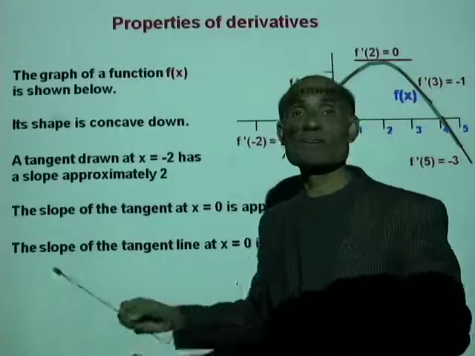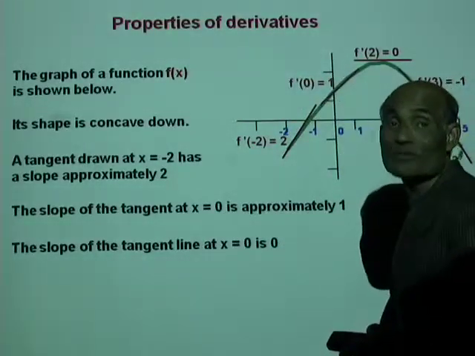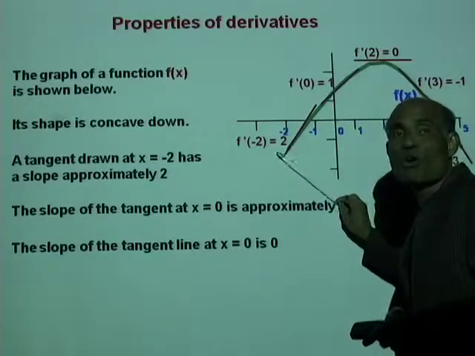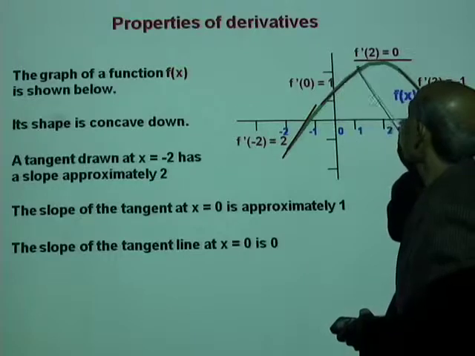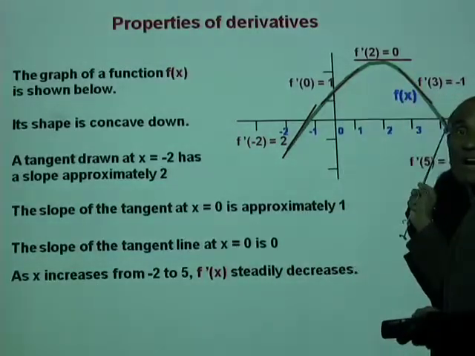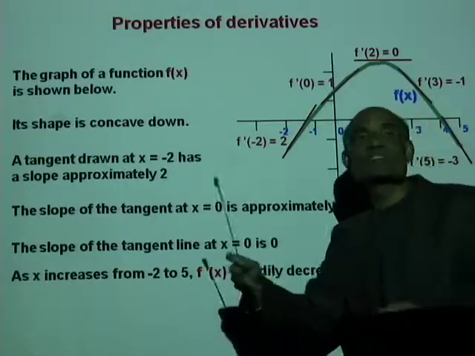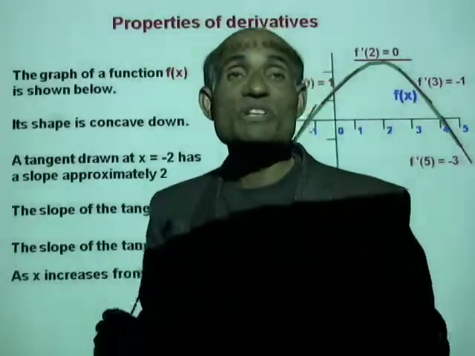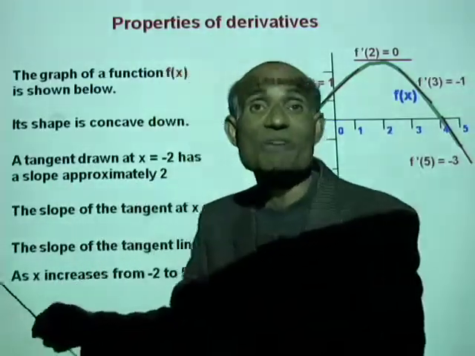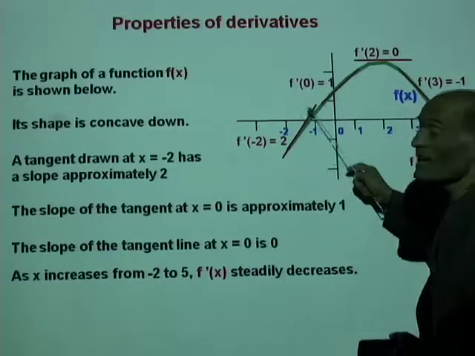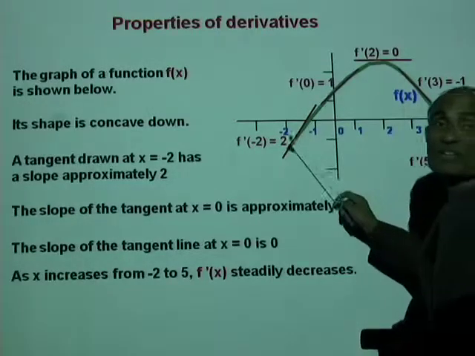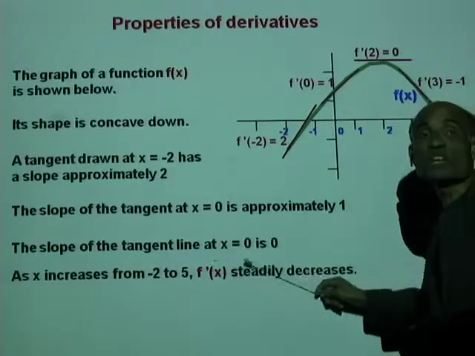Now, what do you see here? If the graph of a function is concave down, it means the derivative of the function decreases as we go from left to right. The derivative is continuously decreasing. So as x increases from -2 to 5, the derivative f prime of x steadily decreases. So whenever the derivative of a function decreases in that interval, the function graph will be concave down. Very important property. So in the interval where the function graph is concave down, the derivative of that function will be steadily decreasing.